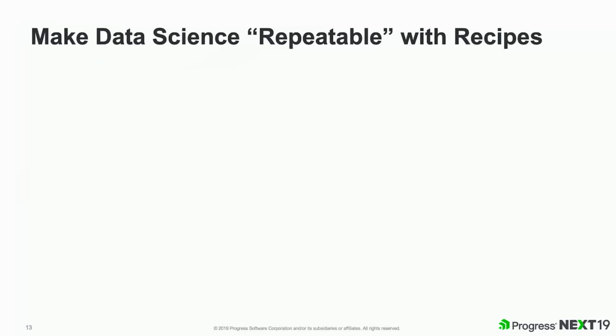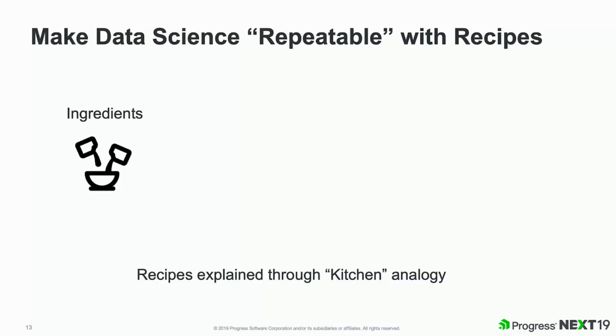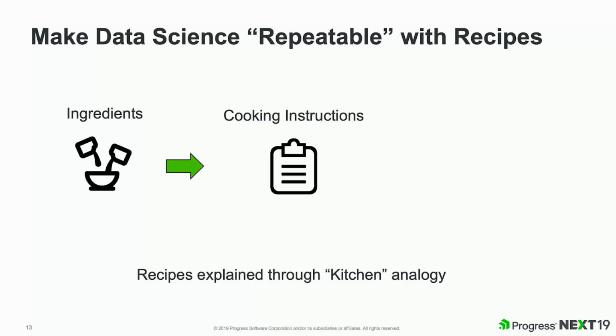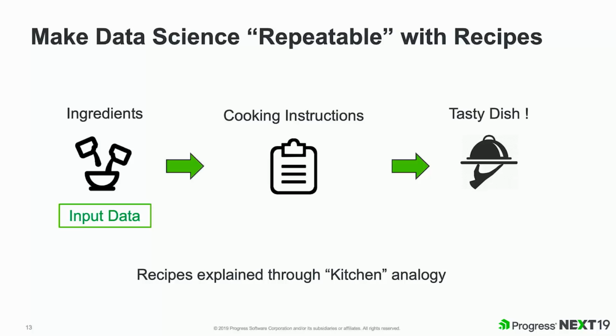So is there a solution? Yes. So let us look at the first problem, that how to make the data science repeatable with recipes. So let me take a kitchen analogy. A recipe is like taking ingredients. You give certain cooking instructions, and then you have a tasty dish, right? So the same thing is happening here. You have input data, you pass it through algorithms, and then you have the results. And the whole thing is now put into a template that is reusable.